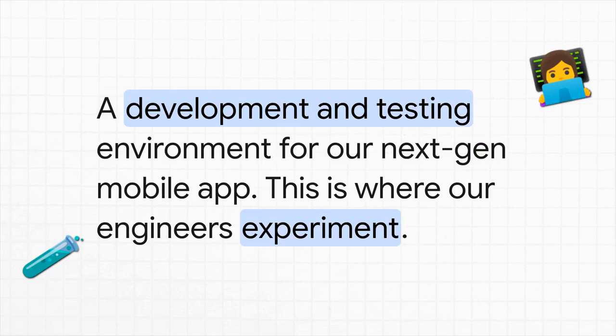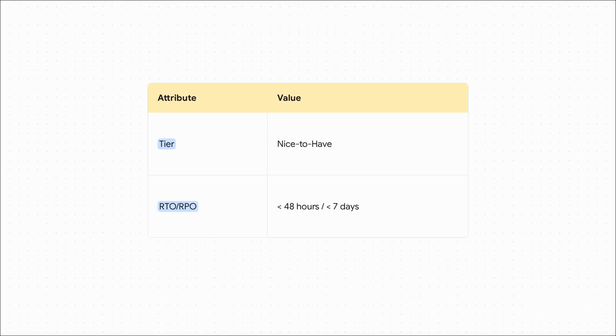And finally, let's talk about Application C. This is a simple dev and test environment for the next-gen mobile app. It's basically a sandbox where our engineers go to experiment and break things. This is a classic nice-to-have. And the RTO/RPO totally reflects that.